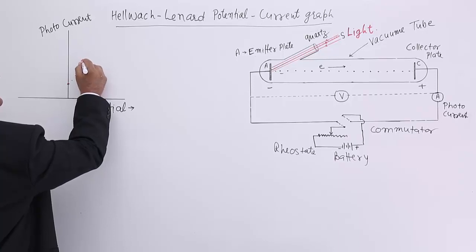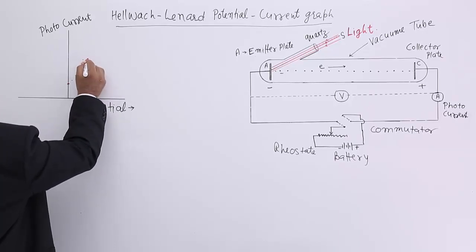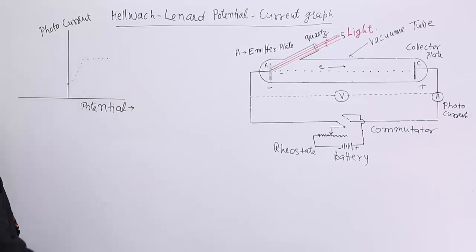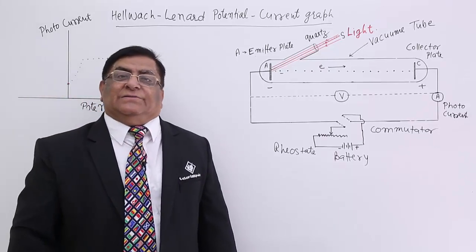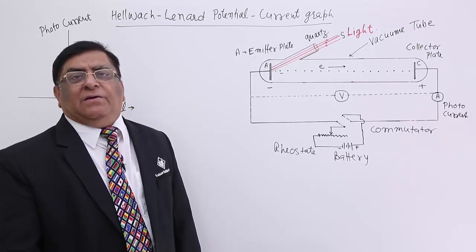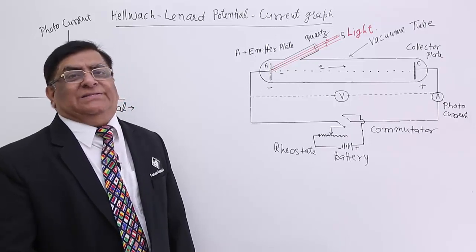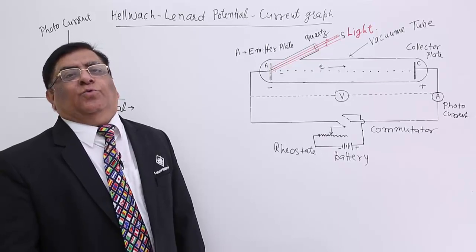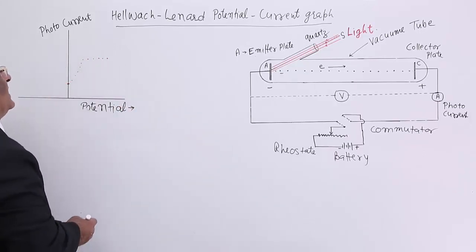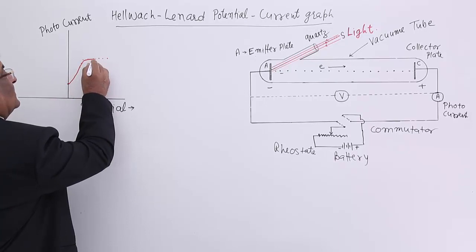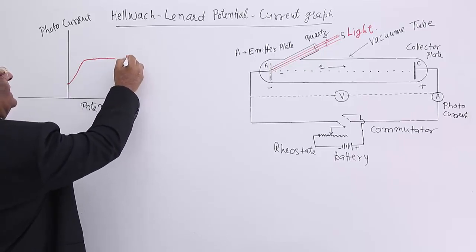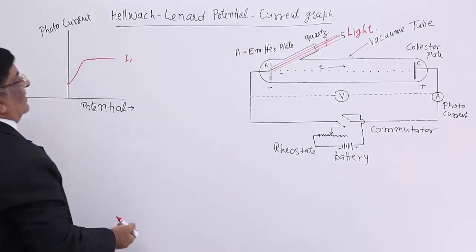Increase the potential, current has not increased. Increase the potential again, and the current does not increase. Now we find the current is not increasing anymore after increasing up to a certain value. Such situations in the electric current are known as saturation current. That means there are no more particles available for carrying the charge. So we get a graph like this. This is the saturation current for intensity of light I1, which is coming from there.